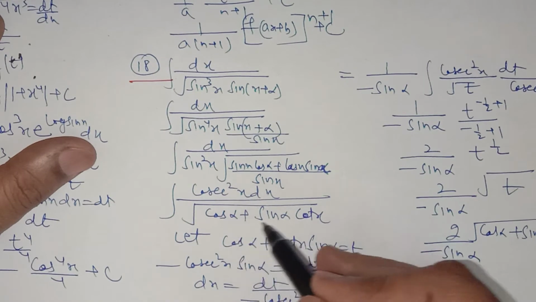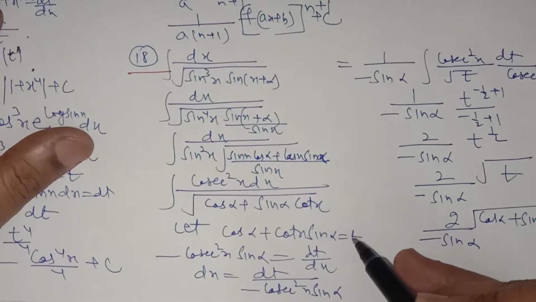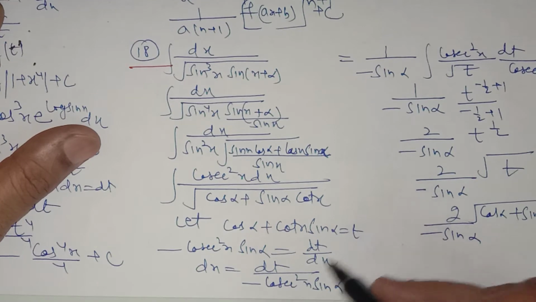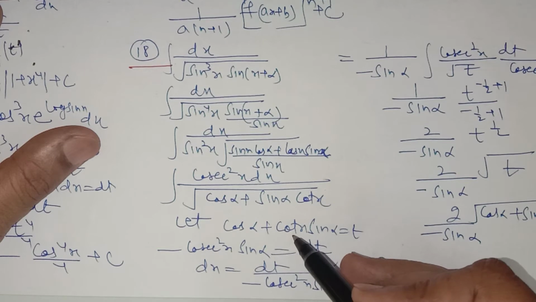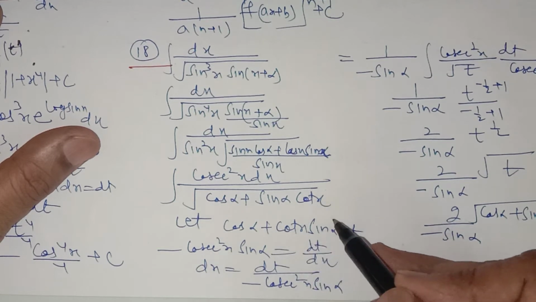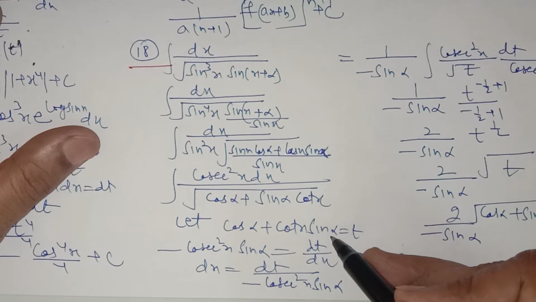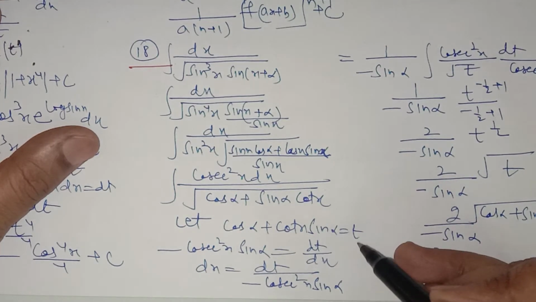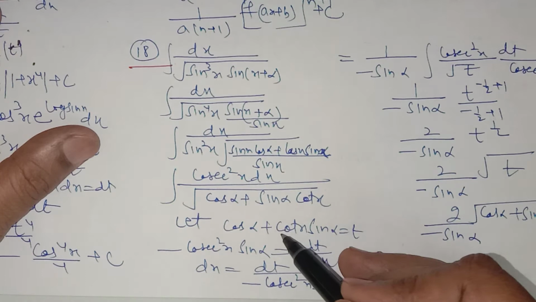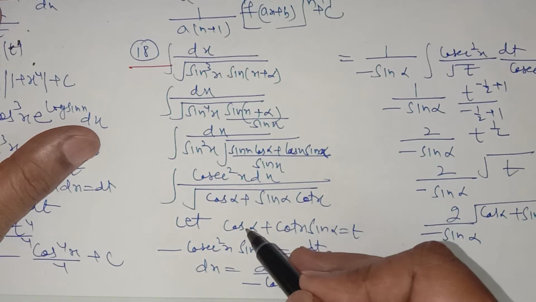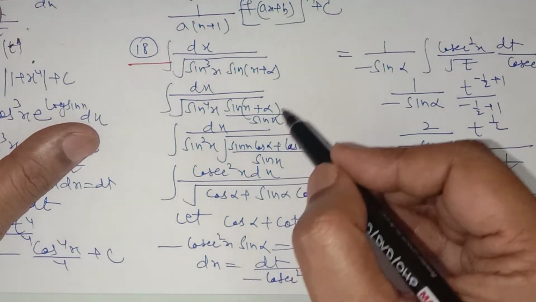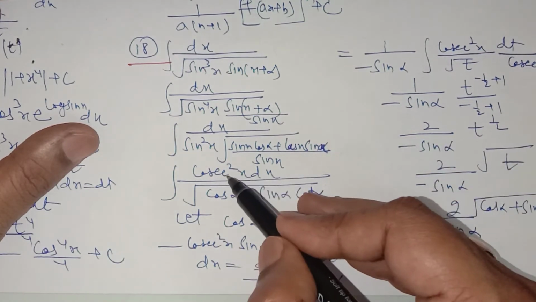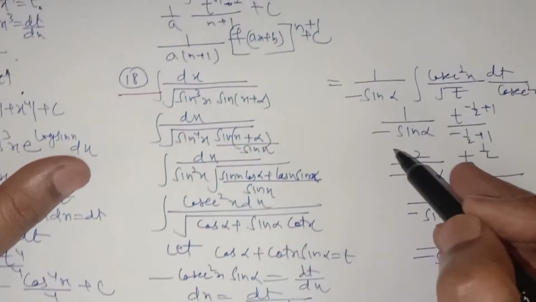Now if you let this cos alpha plus sine alpha cot x is equal to t, see the derivative very carefully. Dt upon dx will be, cos alpha is a constant so its derivative is 0, and the derivative of cot x is minus cosec square x into sine alpha. Sine alpha here is a scalar, you don't have to use the product rule. So dt upon dx will be minus cosec square x into sine alpha, because we are differentiating with respect to x. When you replace the value of dx, dt upon this, the cosec square will be cancelled out, and we have root t like this.